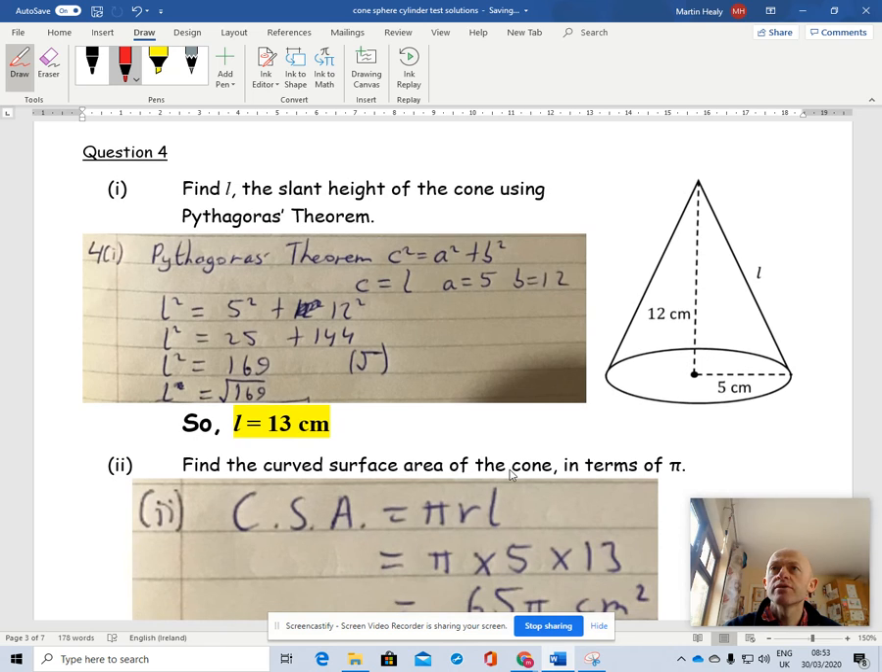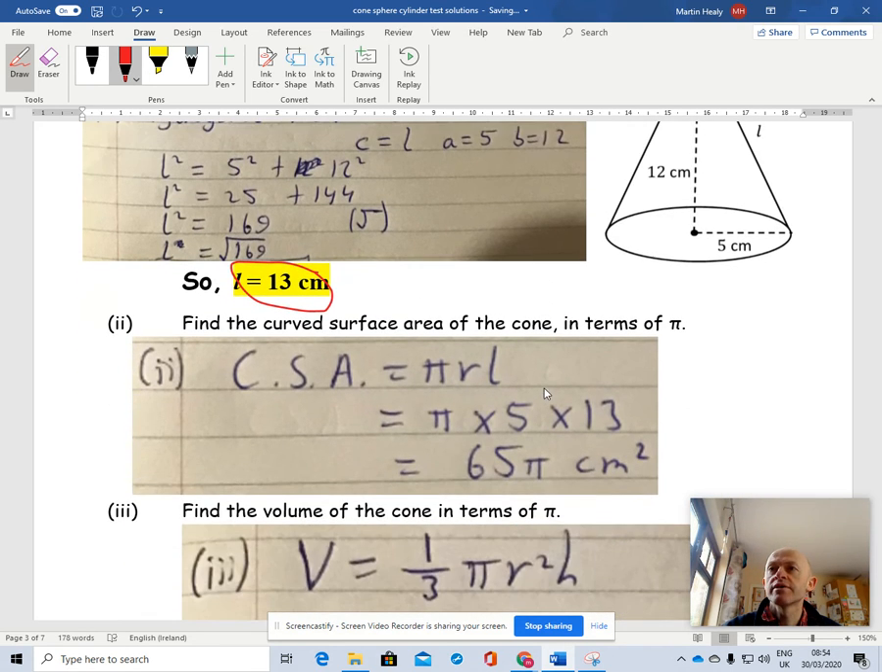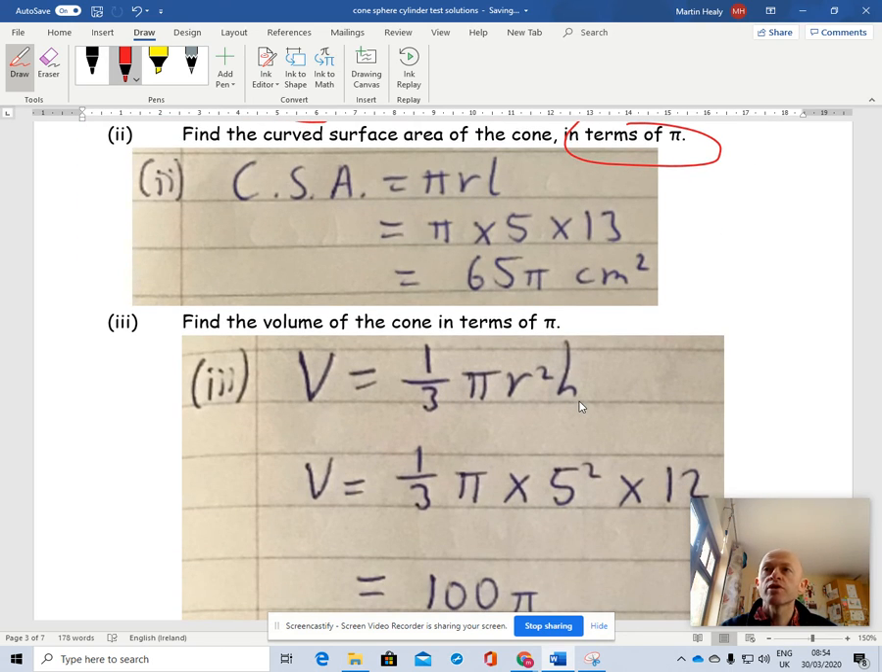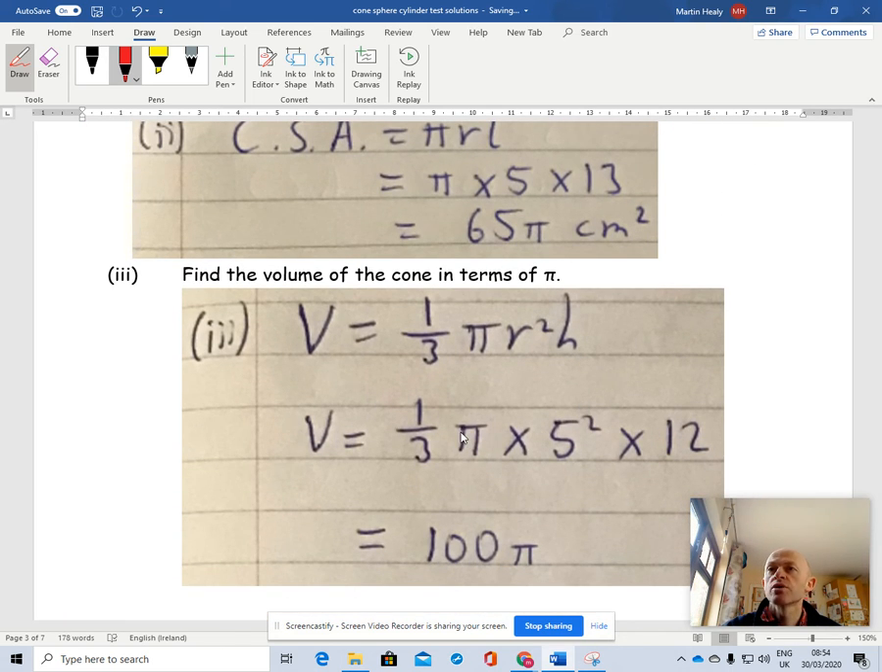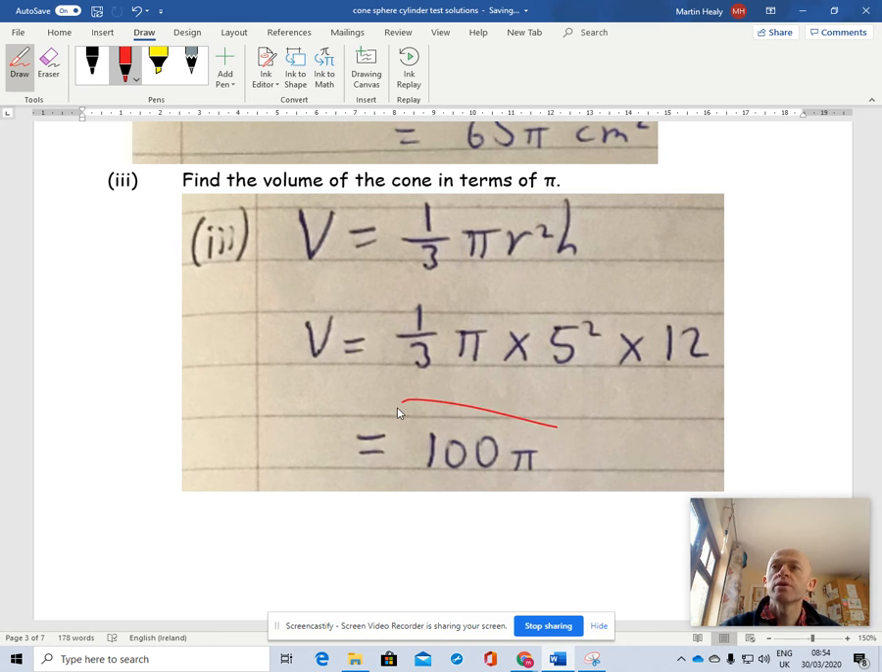And the next one is the cone. Slant height is L, so that's going to be Pythagoras theorem, and that's a nice one. Turns out to be 13. You go and do that. Curved surface area is pi r L, so that's relying on the answer you got from the first part, so it's pi times 5 times 13. Again, it's in terms of pi, so we leave it at 65 pi. The volume is 1/3 pi r squared h. So 1/3 times pi times 5 squared times 12. If you stick that into your calculator, you will get 100 pi.